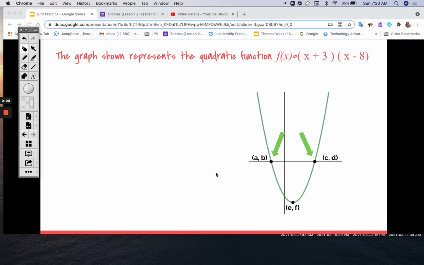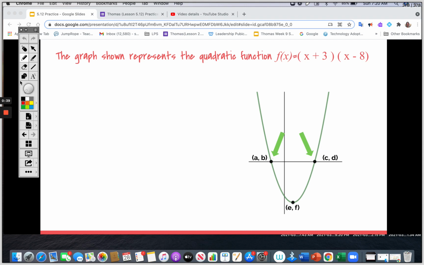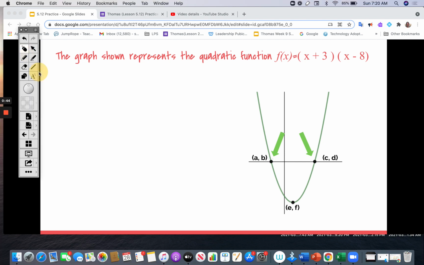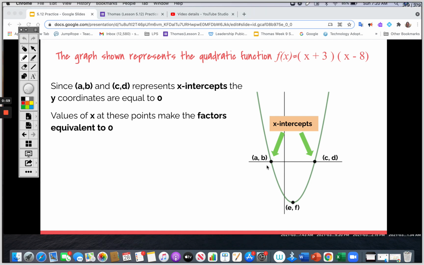So let's go. Since AB and CD occur on the x-axis, what we know is that they represent x-intercepts. If that is the case, the one thing we know to be true is that the y-coordinates of those points are going to be 0, because they occur where y is equal to 0. So our y-coordinates would be the b and d. So we know b is equal to 0, and we also know that d is equal to 0.